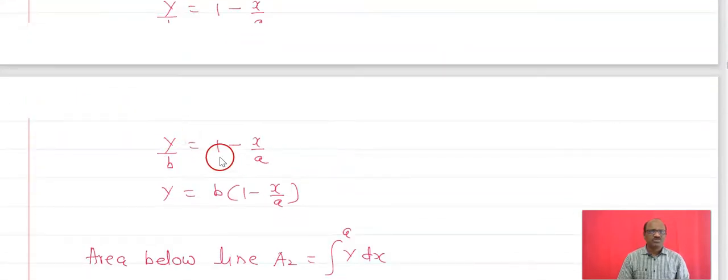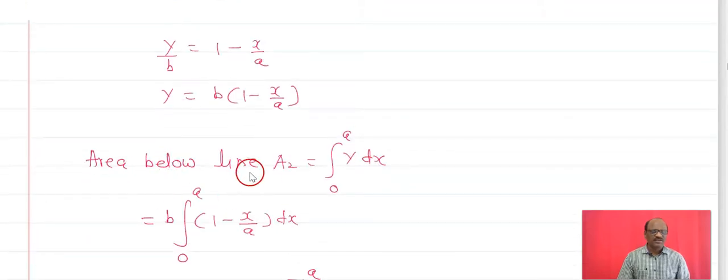Therefore, y upon b is equal to 1 minus x upon a. Therefore, y is equal to b times (1 minus x upon a). Therefore, the area below the line, A2, is equal to the integral from 0 to a of y dx, that is, b times the integral from 0 to a of (1 minus x upon a) dx.